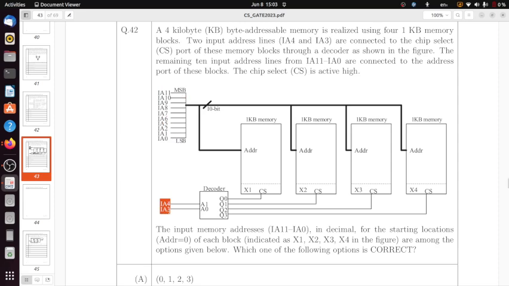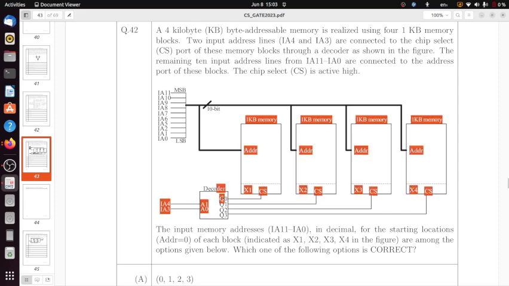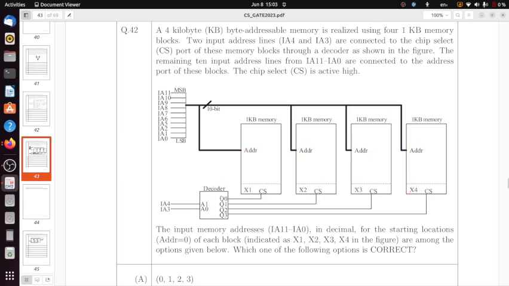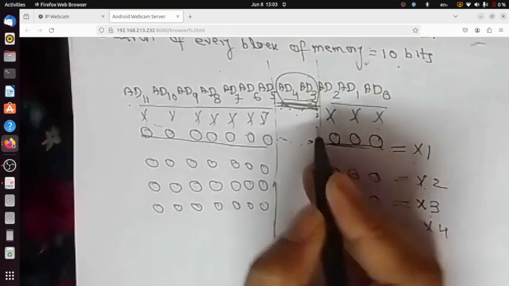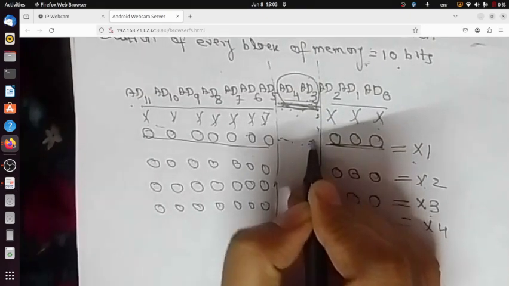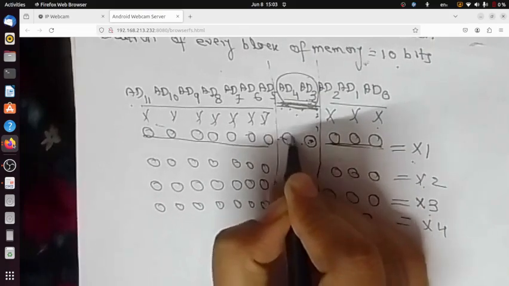Now we see that when these 3 and 4 input lines are 0 0, output Q0 is enabled, which is connected to the chip select port of the block whose starting location is X1. So for X1, what will be the value of input address lines 3 and 4? That will be 0 0. So we can write for X1, the value of input address lines 3 and 4 will be 0 0.